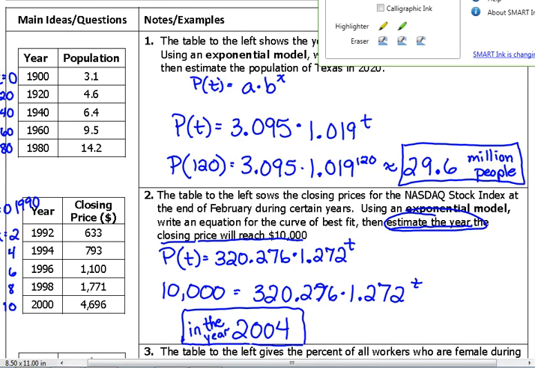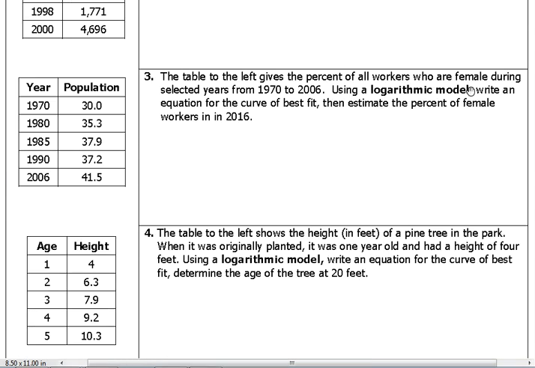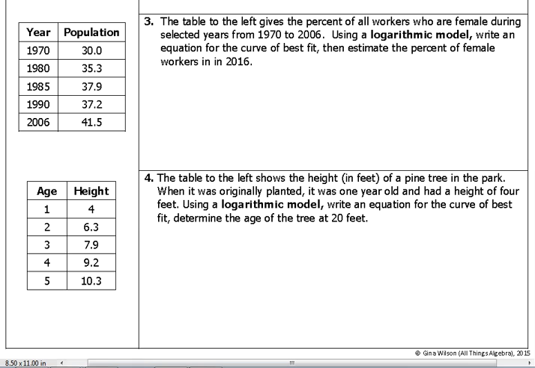Okay, let's keep going with these models. Look at number 3 and 4. They ask us to use a different model. They ask us to use a logarithmic model. Number 3, the table to the left gives the percent of all workers who are female during selected years from 1970 to 2006. Using a logarithmic model, use an equation for the curve of best fit, then estimate the percent of female workers in 2016. So here's something that you got to know if they ask you to use a logarithmic model. You can't put t equals 0 in, okay? It won't calculate it if you use t equals 0.